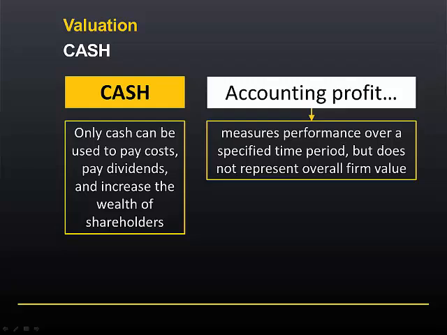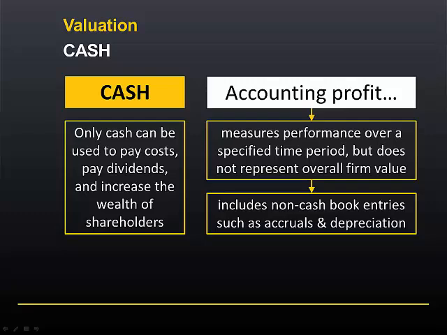However, accounting profit is not the same as cash. Accounting profit doesn't give value to the firm, only cash does. Generally, there is a correlation between accounting profit and cash, but not necessarily. There are fundamental differences between profit and cash. For example, profit includes non-cash book entries, such as accruals and depreciation.